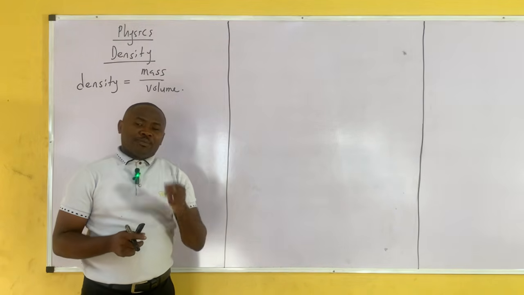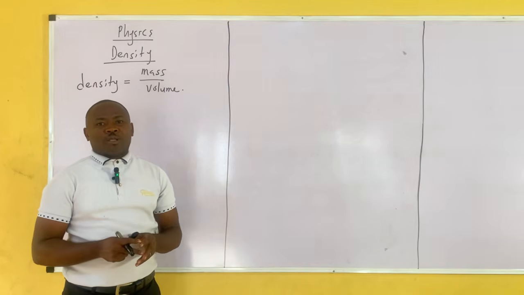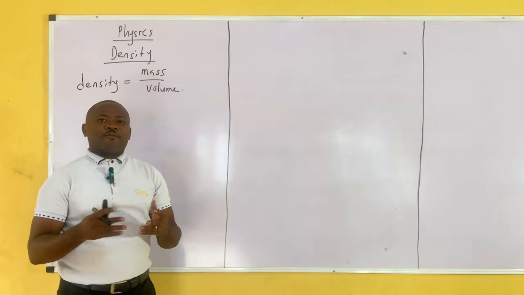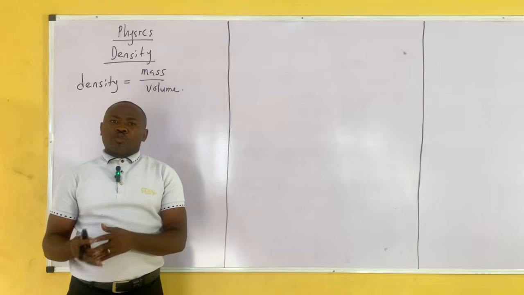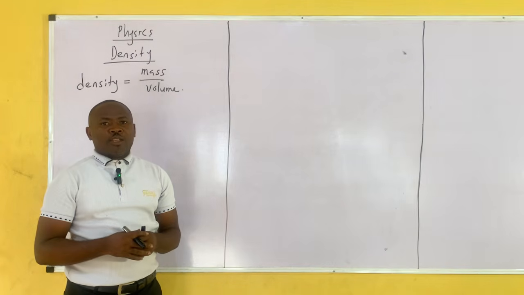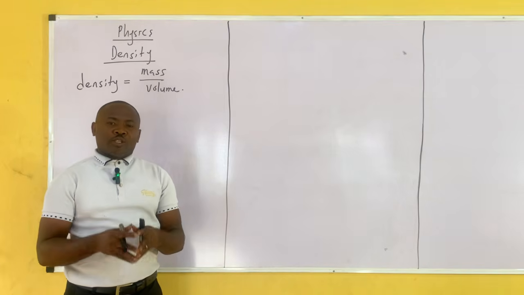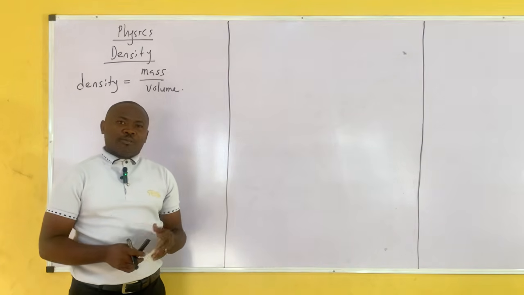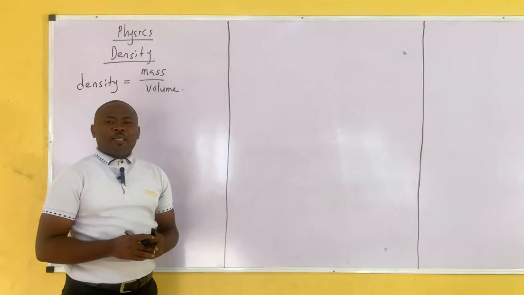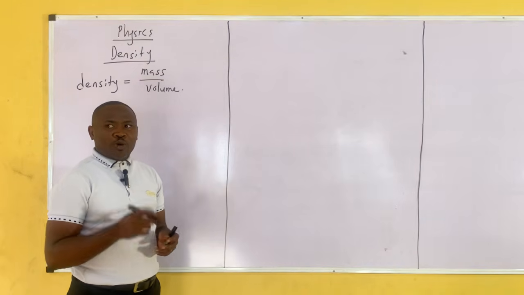Now remember that the mass of a substance everywhere is the same. The mass of a substance does not change with location, but the weight of a substance varies with location. What is weight? Weight is the gravitational pull of the earth on an object. Because gravity varies, the weight of the substance varies. Remember, mass is a measure of inertia.